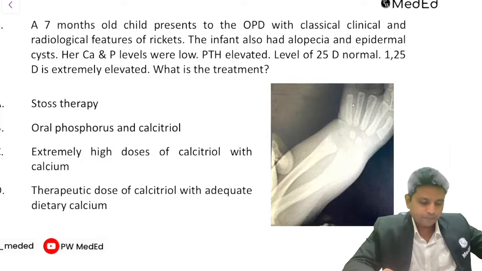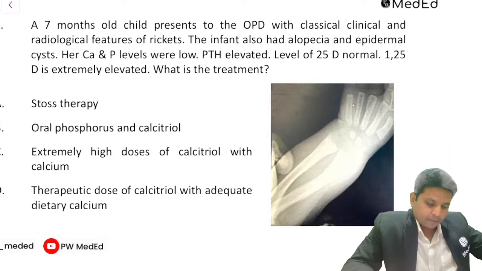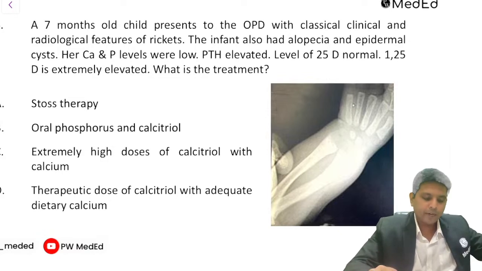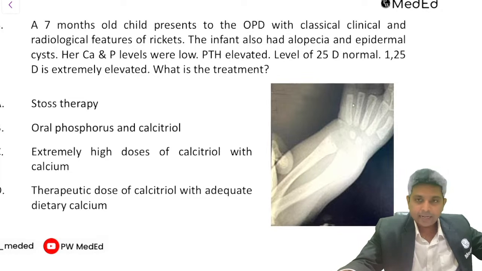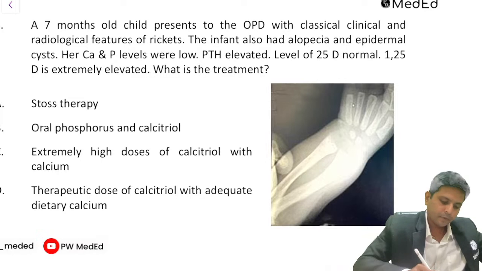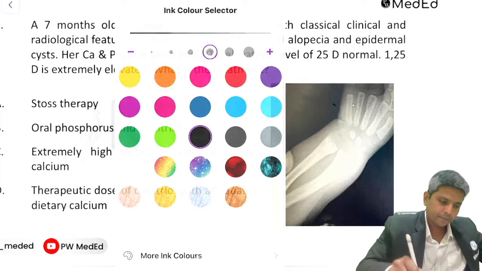Okay, let me go. A 7-month-old child presents to the OPD with classical clinical and radiological features of rickets. The infant had alopecia and epidermal cyst. Her calcium and phosphorus levels are low. PTH is elevated or low. Okay, then.